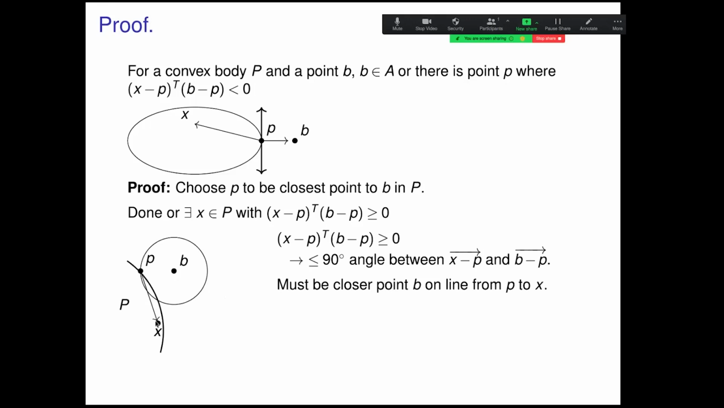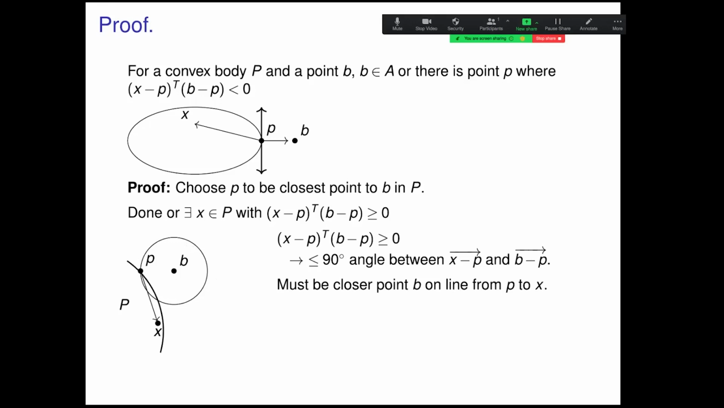Up here, x may not be closer to B, because x is way over here. It may be farther from B than P. But somewhere along this path, what I'm doing here is drawing a circle. The tangent would be at a right angle. The circle is all the points at the same distance from B as P. Since this angle is less than 90 degrees, and 90 degrees is what the tangent would be, you must be going inside the circle. Okay, so that's a geometric proof. Does that make sense? This is a proof of the separating hyperplane theorem, which is absolutely fundamental in optimization.